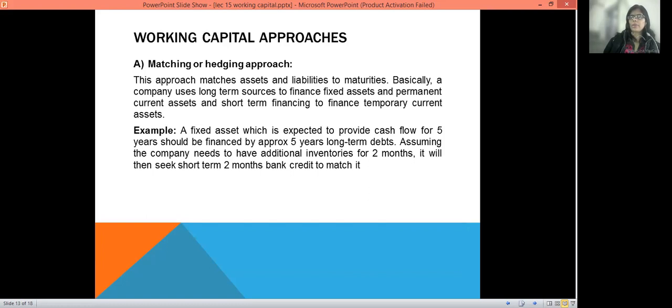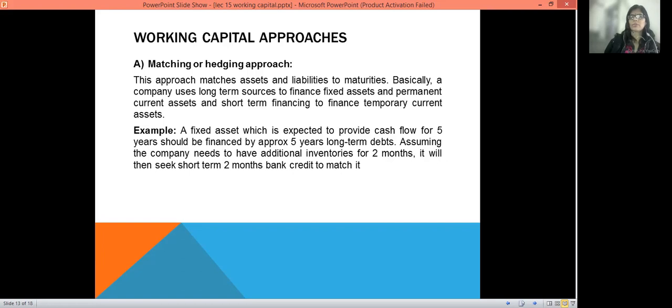Actually, working capital is affected by different approaches, and they suggest how you are going to finance your current assets, how you are going to manage the funds, how you are going to finance your current assets and current liabilities, and how you are going to collect the sources of finance. So in the matching or hedging approach, we match assets and liabilities with their maturities.